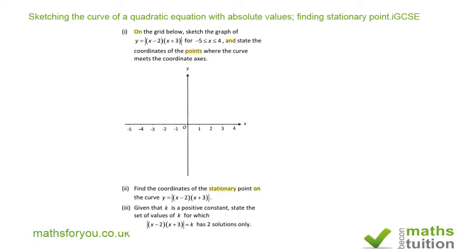And for the third question, which has only one mark, it says state the set of values of k for which the absolute value of (x minus 2)(x plus 3) is equal to k has two solutions only. All right, then we should move on to the next slide. I can just do this one at a time. This is what we got.